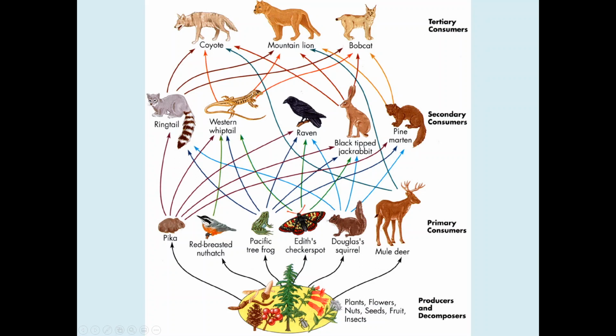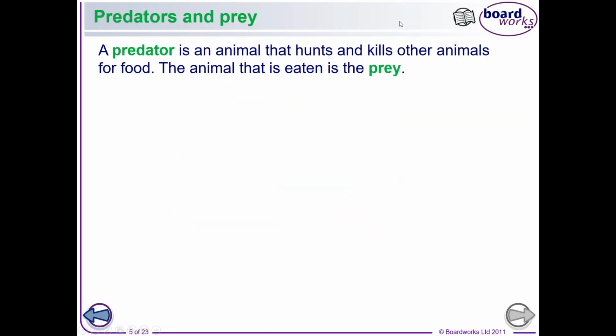Or if this one decreases, then there might not be as much food for the coyote. Or if this one decreases, then there might be more of these. So there's lots of different things that can happen in a food web if you just change one organism. If we get rid of all the producers, well, everything else is going to die, because if there's no producers, there won't be as many primary consumers, there won't be as many secondary consumers, and there won't be as many tertiary consumers.